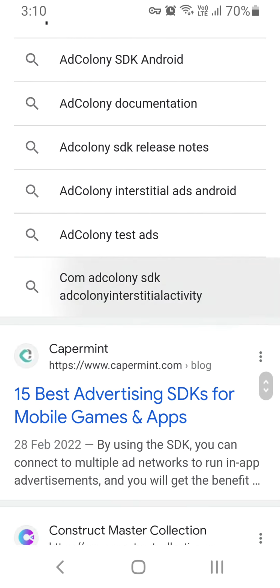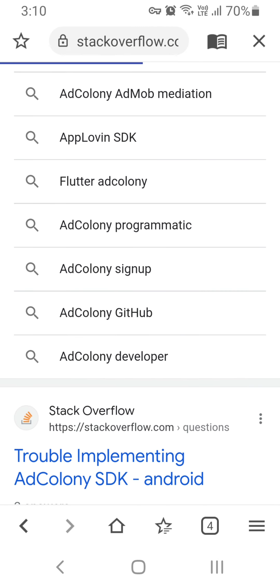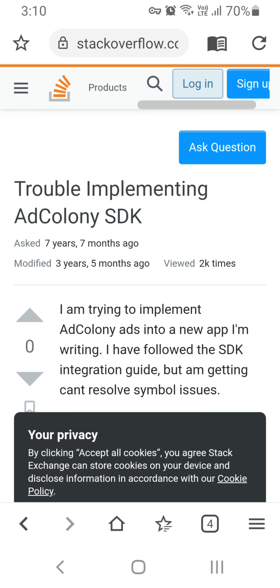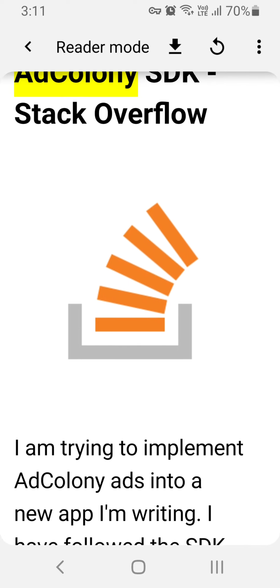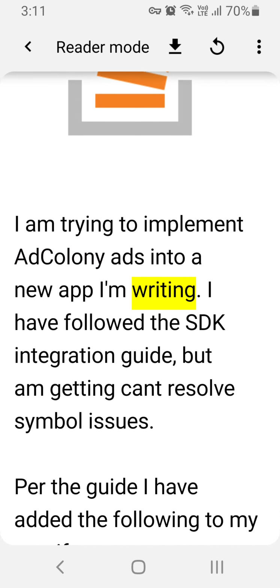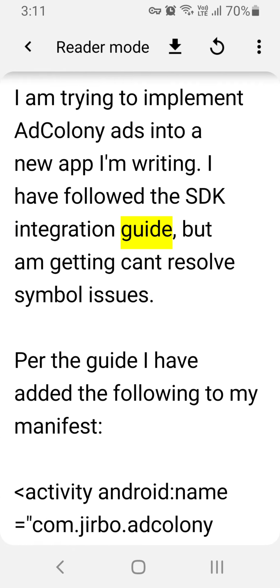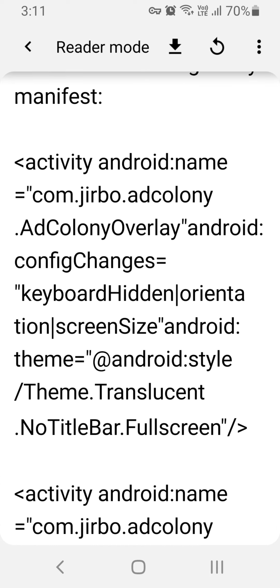Haven't researched any of this. We're just gonna pick one. Android trouble implementing Adpalini SDK, Stack Overflow. I am trying to implement Adpalini ads into a new app I'm writing. I have followed the SDK integration guide, but am getting can't resolve symbol issues.